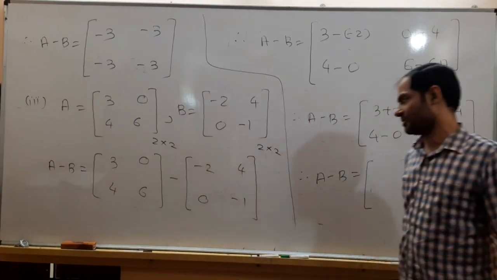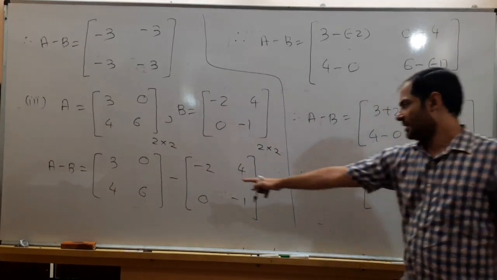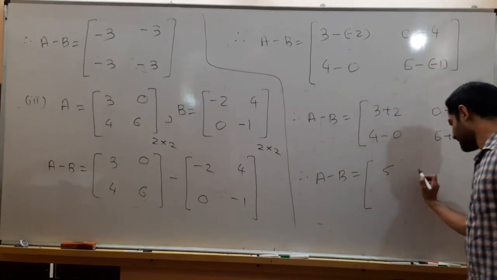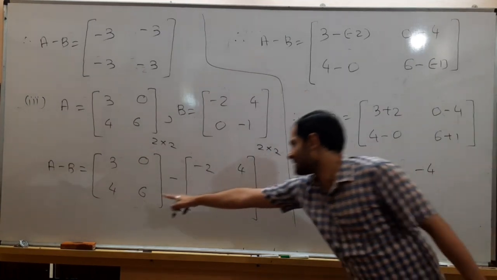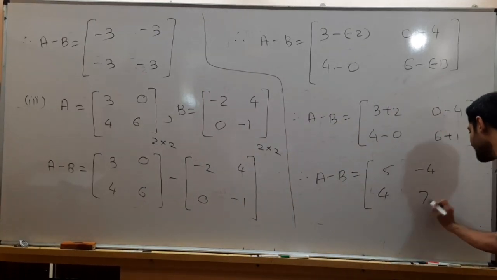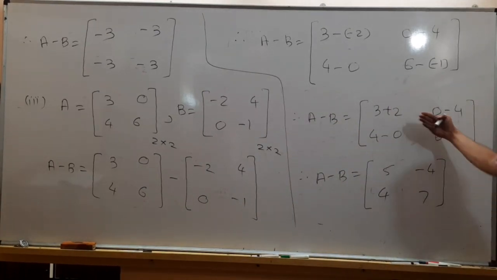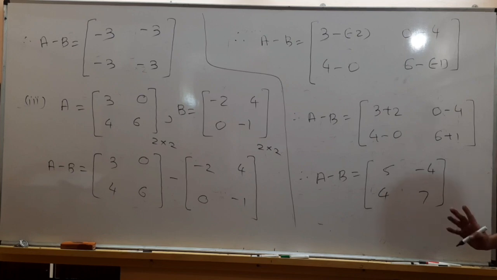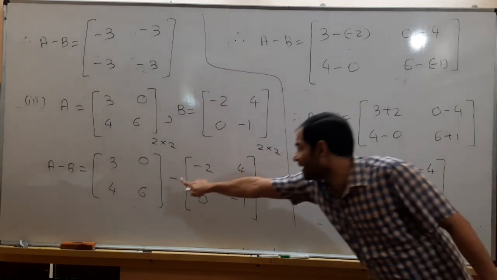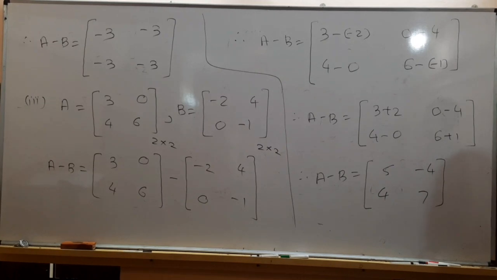And now see, I would prefer that you get this answer directly without doing these two steps. 3 minus of minus 2, so 3 plus 2, 5. 0 minus of 4, so minus 4. 4 minus 0, 4. And 6 minus of minus 1, so 6 plus 1, 7. But what I want you all to do is that from here you must get this directly.